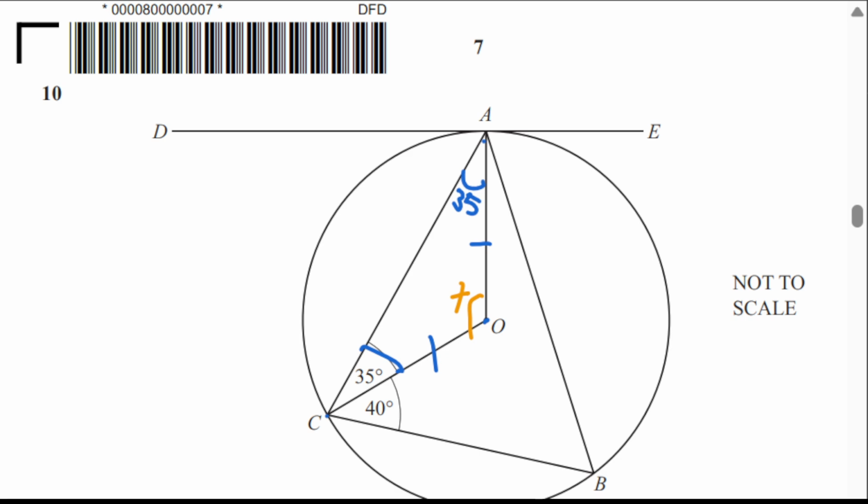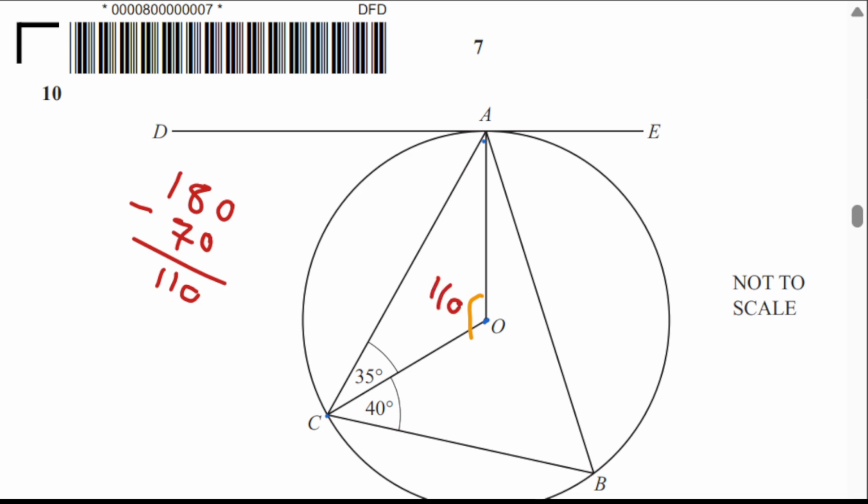So the third one is going to be 180 minus the sum of these two. 35 plus 35 is 70. 180 minus 70 is 110. We found X. Let's erase everything else and just keep the X for now. And it's 110. I'll write it here. And that's it for the first part. Let's even erase this. We don't need it.